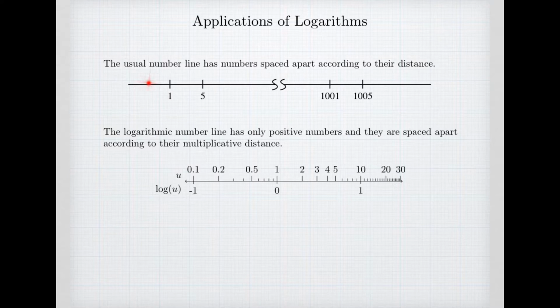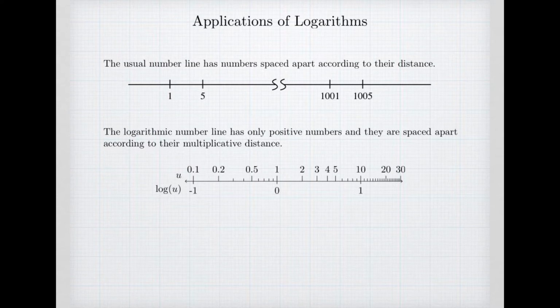So if I think about the usual number line, numbers are spaced according to their distance. So for example, the number 1 and the number 5 are spaced 4 units apart, and any other numbers that are 4 apart have the same gap. So 1001 and 1005 are going to have the exact same space between them, even though the space between 1 and 5 and 1005 is huge relative to that size of 4.